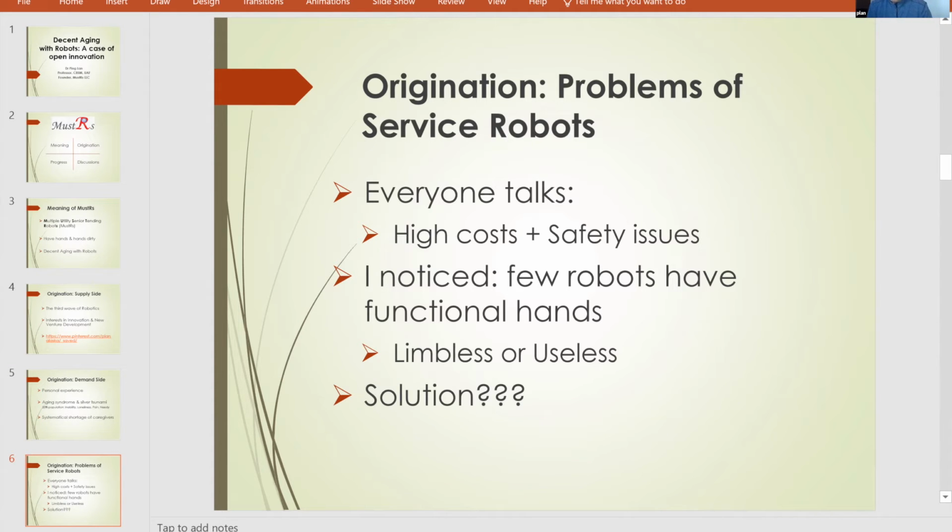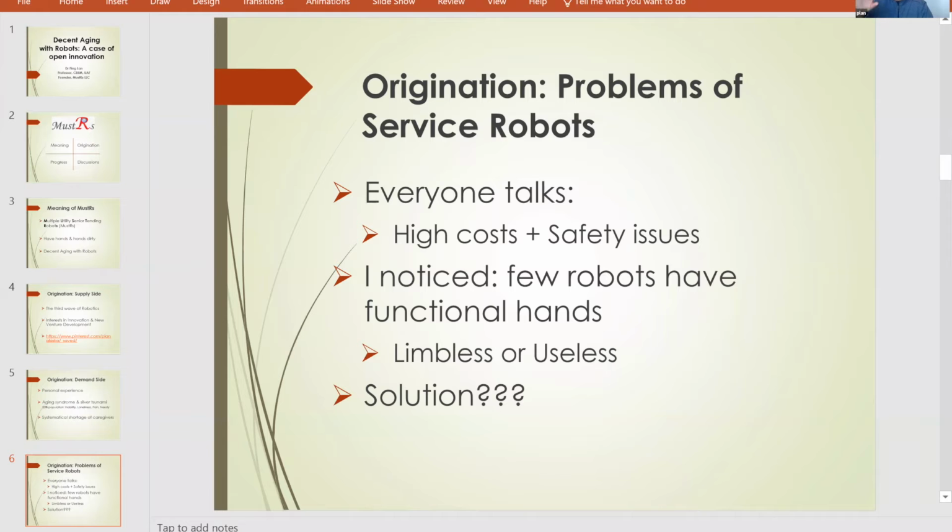When other people talk about the problems with robots, they mention high cost. Do you know that if a robot has hands, it usually costs about $20,000 to $70,000? I think that is very expensive for ordinary people, like having a car. That is a lot of expense. Another problem is the safety issue.